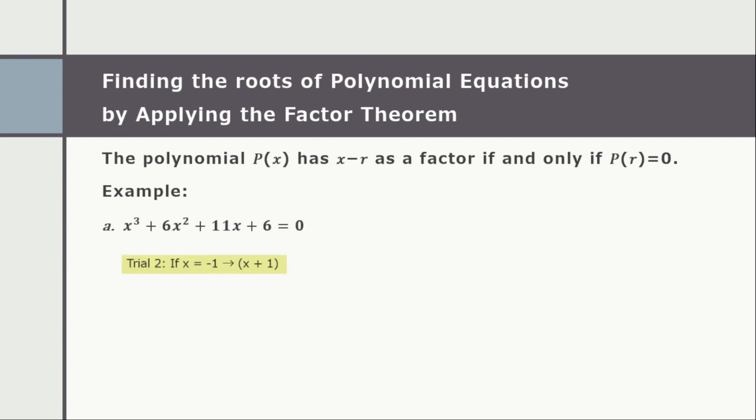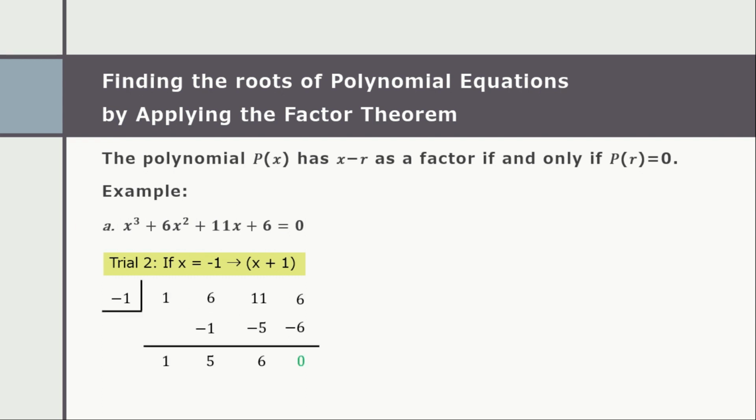Let us try negative 1. What if x is equal to negative 1 or the divisor is equal to x plus 1? Following the steps in the synthetic division, again, we write the coefficient of the equation. We write 1, 6, 11, and 6. Bring down the leading coefficient, which is 1. Then 1 multiplied to negative 1 is equal to negative 1. Then 6 plus negative 1 is equal to positive 5.